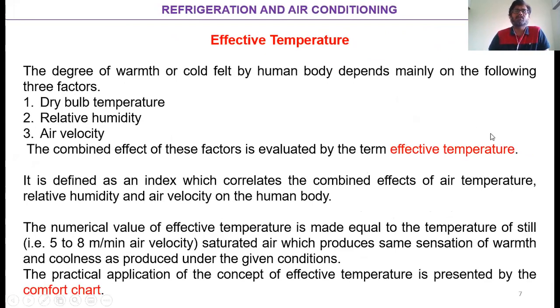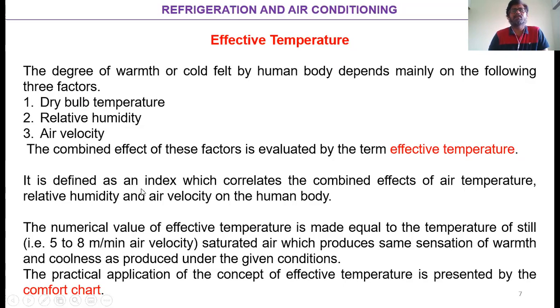The degree of warmth, that is the warmness, or the cold which is felt by the human body, depends upon three factors. It is the degree of comfort felt by the human body, which depends upon the dry bulb temperature, the DBT, relative humidity, that is phi, and the air velocity. The combined effect of these three factors is taken into account by introducing the term known as the effective temperature, which takes into account all three parameters simultaneously: the dry bulb temperature, the relative humidity, and the air velocity.